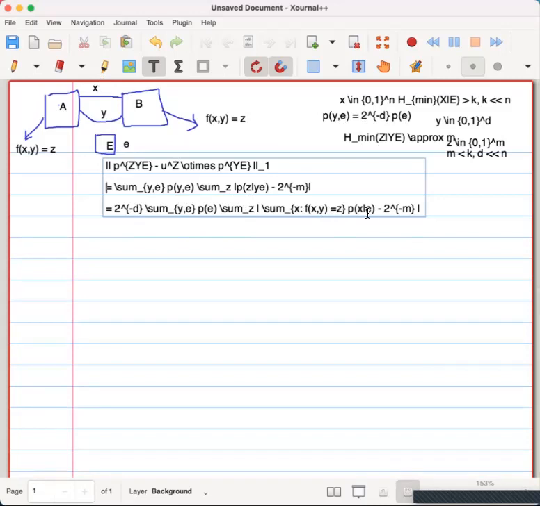Okay. And then, of course, these x's will now be distributed according to the random variable capital X conditioned on. Okay. Yeah. So is this clear?